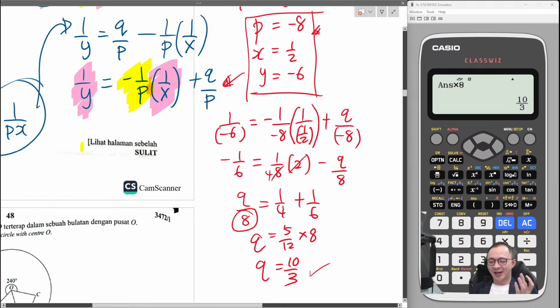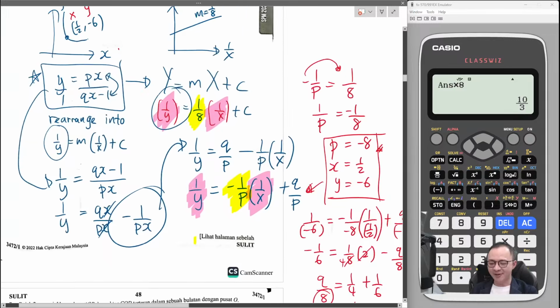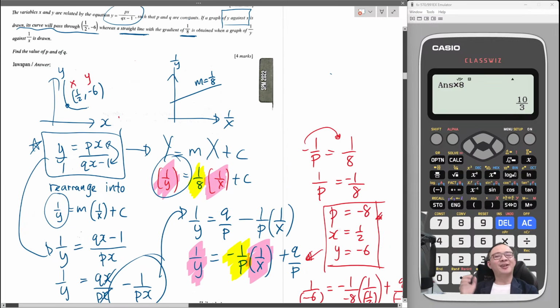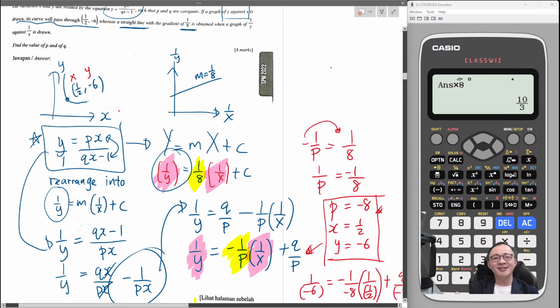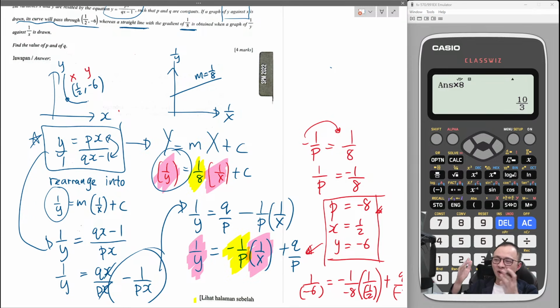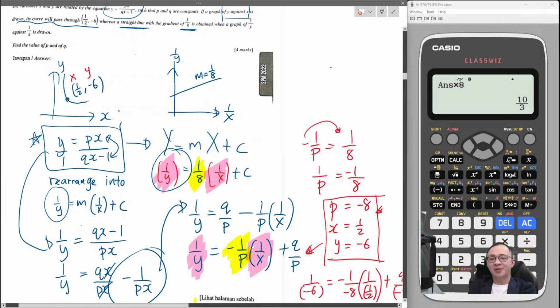Alright, so I hope you can understand this second method. Yeah, if you still cannot understand or you prefer the first method, then you can rewatch, because this live stream will automatically upload to my YouTube channel right after I finish the live stream.